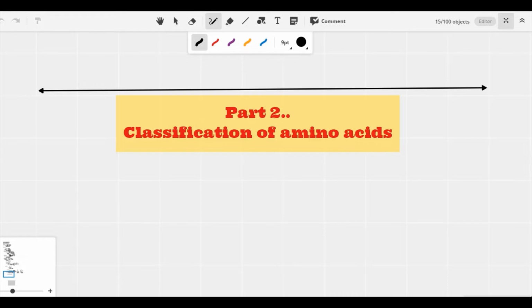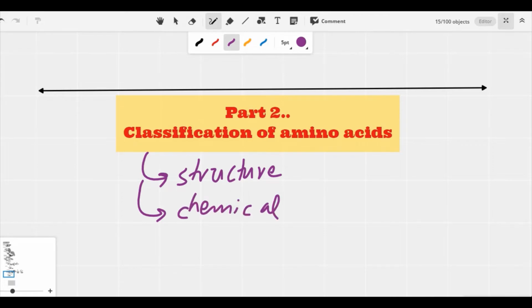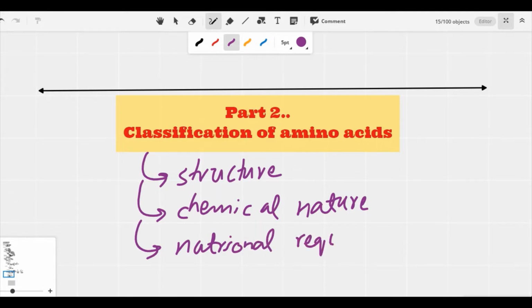So please remember that there are different ways of classifying the amino acids. Based on the structure, and the next one, that is chemical nature, whether that is polar or non-polar, and the third one, we can classify the amino acids based on the nutritional aspects or nutritional requirements, and the last one, we can classify the amino acids based on metabolic fate.